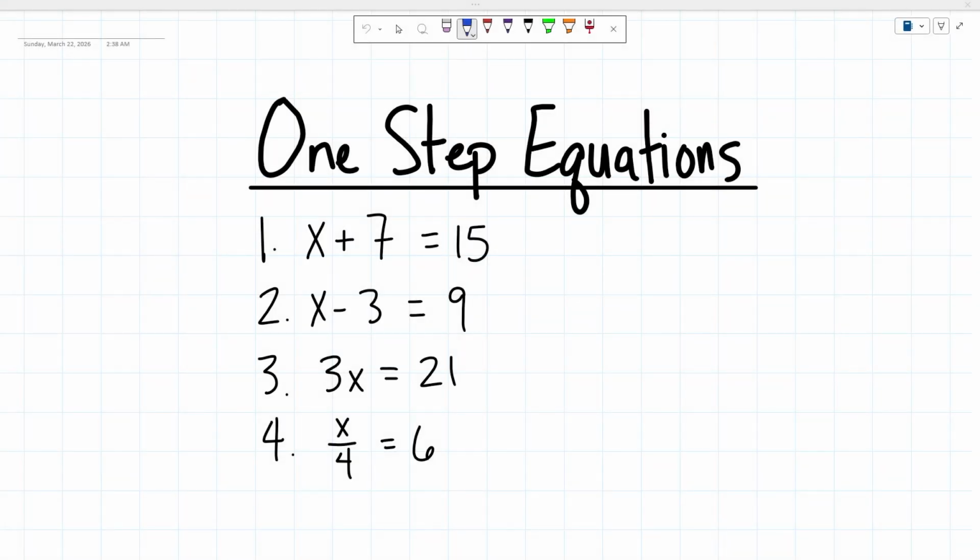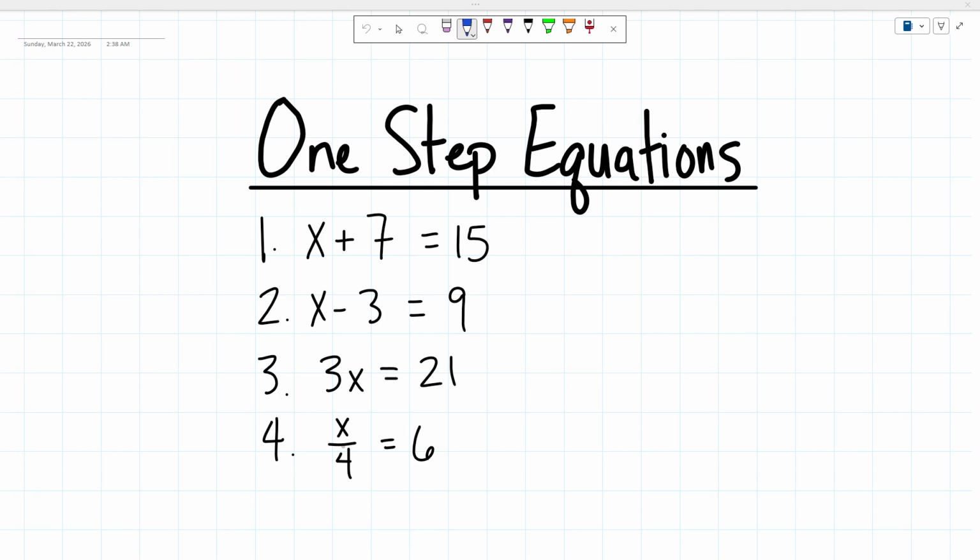Hey everyone, today we are doing one-step equations. Now, when we started solving for x in these types of problems, for me, that's when I really felt like I was actually doing algebra. These one-step equations are extremely straightforward. For most of them, you can kind of guess and check what x is going to be for each of these, right? We're trying to solve for x, we're getting x by itself.